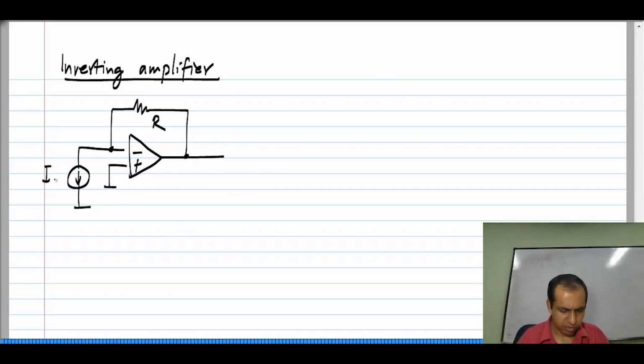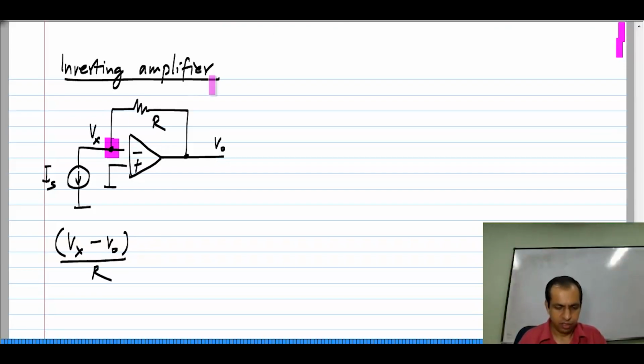So, let us say this current is Is and this voltage is V naught. Then the analysis of this circuit is very easy. Really, there are only two nodes. At this node, if I write the Kirchhoff's current law equation, let me call this node voltage Vx, Vx minus Vo divided by R, which is the current leaving this node through resistors, equals the current being injected into this node, which is minus Is.